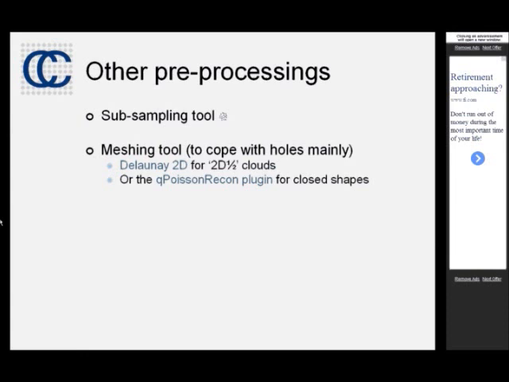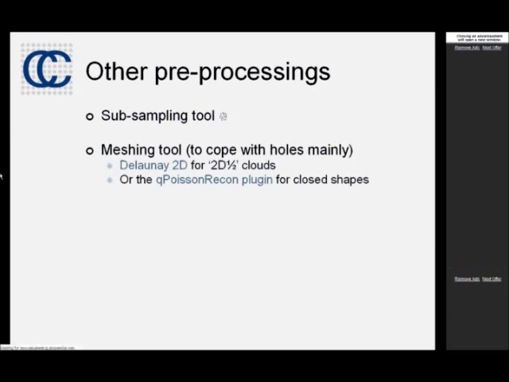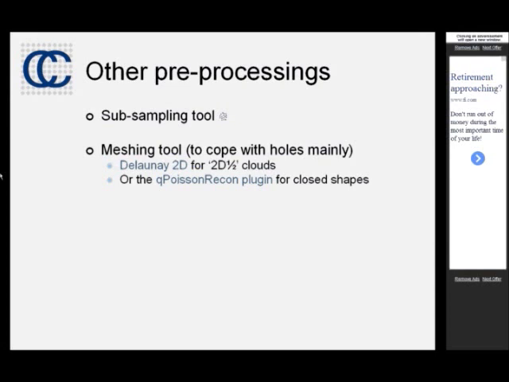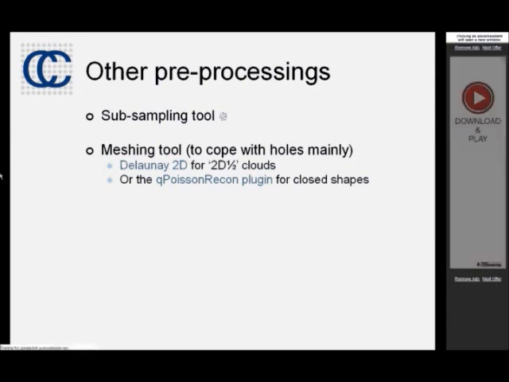And you may also want, especially if you have big holes, to compute a mesh. So there are very simple approaches in CloudCompare. Either the 2D and a half algorithm, as we say, which simply means that your cloud must be almost flat for it to work well. And there's also the Poisson reconstruction plugin, which will try to compute a mesh, but it only works on closed clouds and closed shapes.